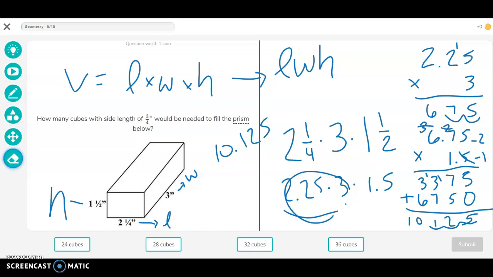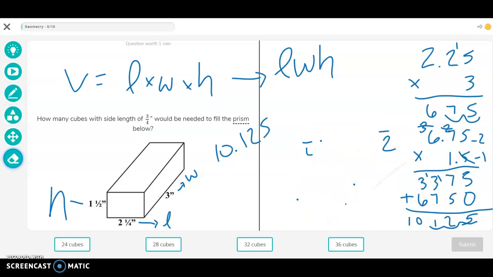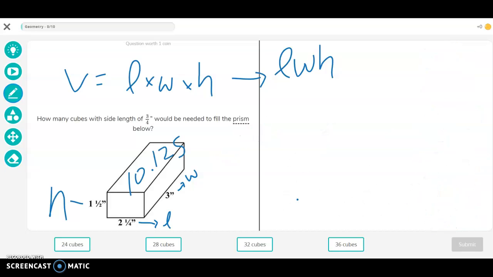Okay, so that's the volume of the entire shoebox. And we label that inches cubed now because we have 3 measurements that we are multiplying, not 2. So instead of squaring, we are cubing. That's where the word cube comes from.